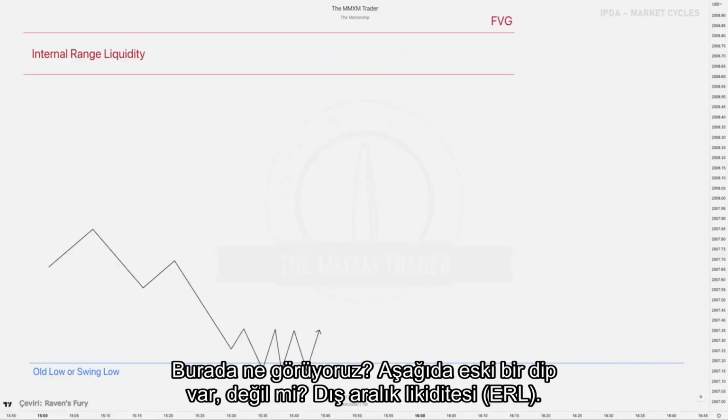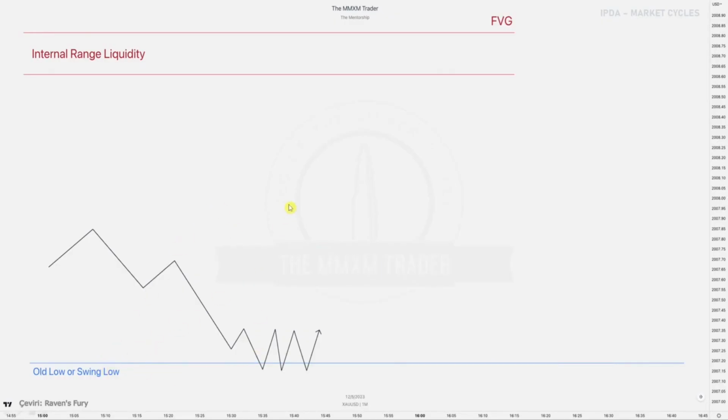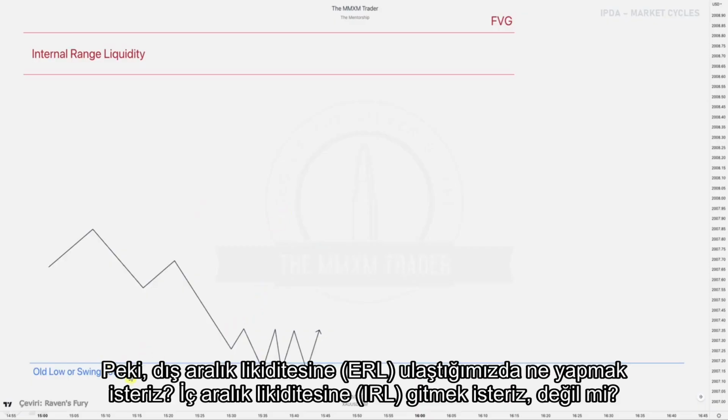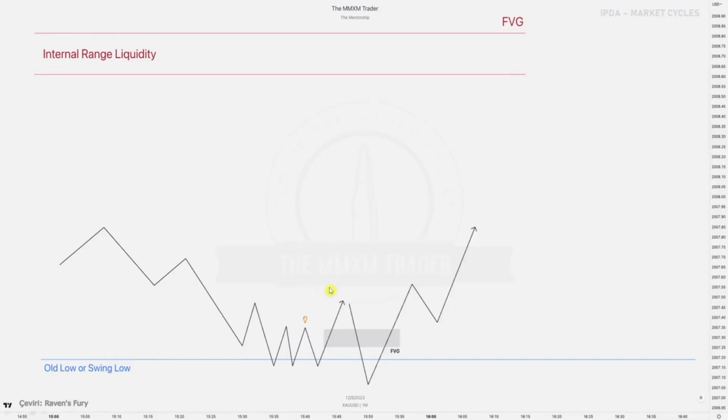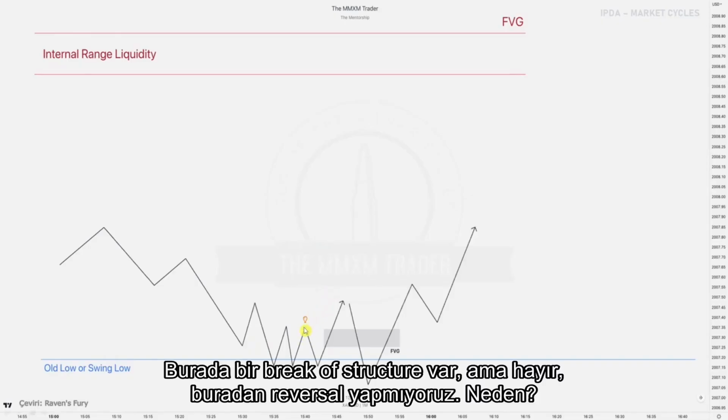So how does that look? What do we see over here? We've got an old low down here, external range liquidity. What do we want to do once we hit external range liquidity? We want to go to internal range liquidity, so we have a draw on liquidity up higher. If we look at this consolidation, can we reverse from this?